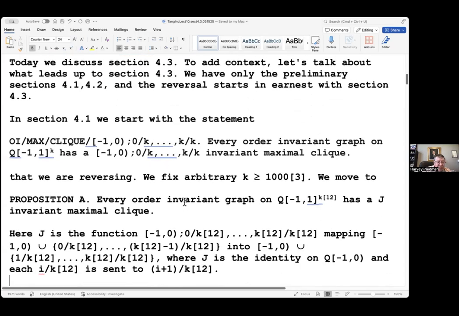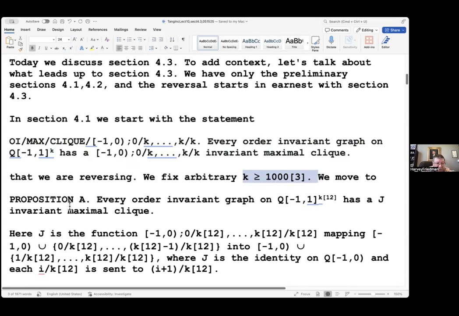In section 4.1, we start with the statement we're reversing. This is unchanged. And we fix an arbitrary large number k. Square brackets 3 means there are three exponential twos, 2 to the 2 to the 2, with 1,000 on top. This is just so nobody worries that this is big enough for the things we do, and it's convenient. So it really has no significance.